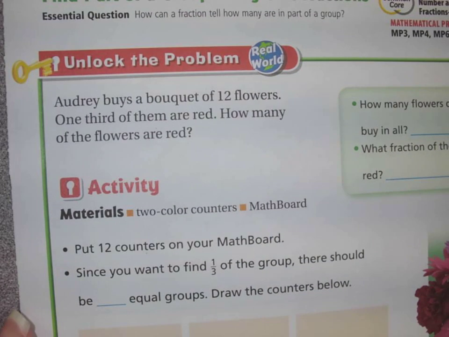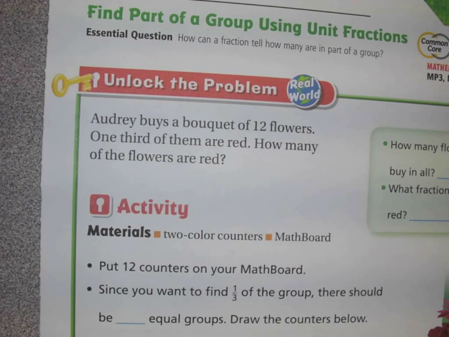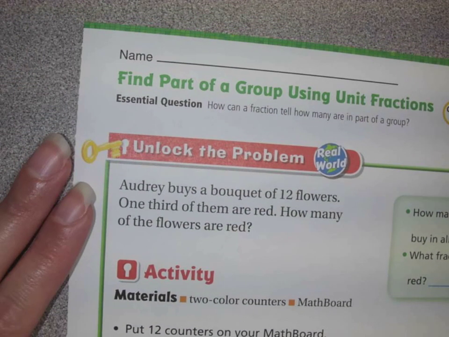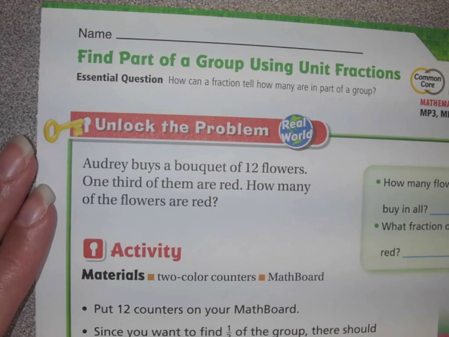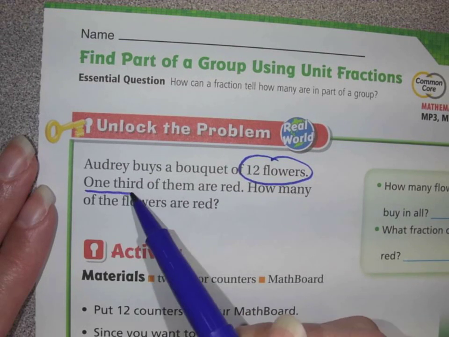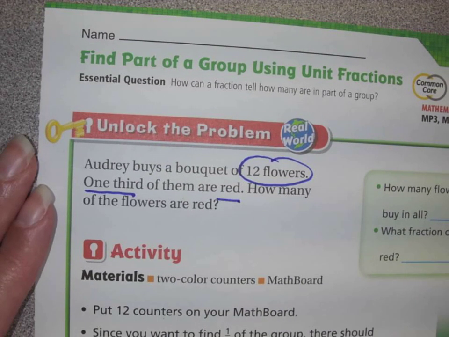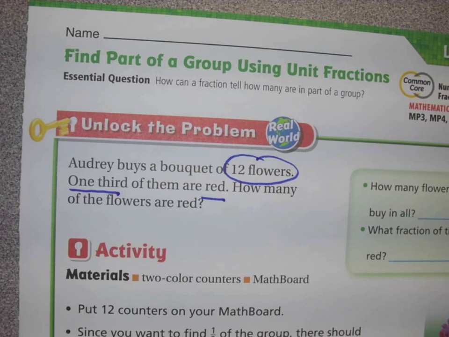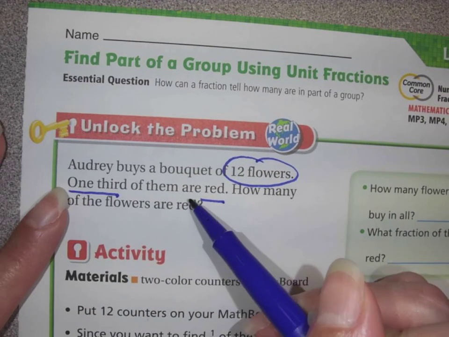So that was practicing fractions of groups. Now here we're going to practice finding parts of a group using unit fractions. Audrey buys a bouquet of 12 flowers. 1/3 of them are red. How many of the flowers are red?